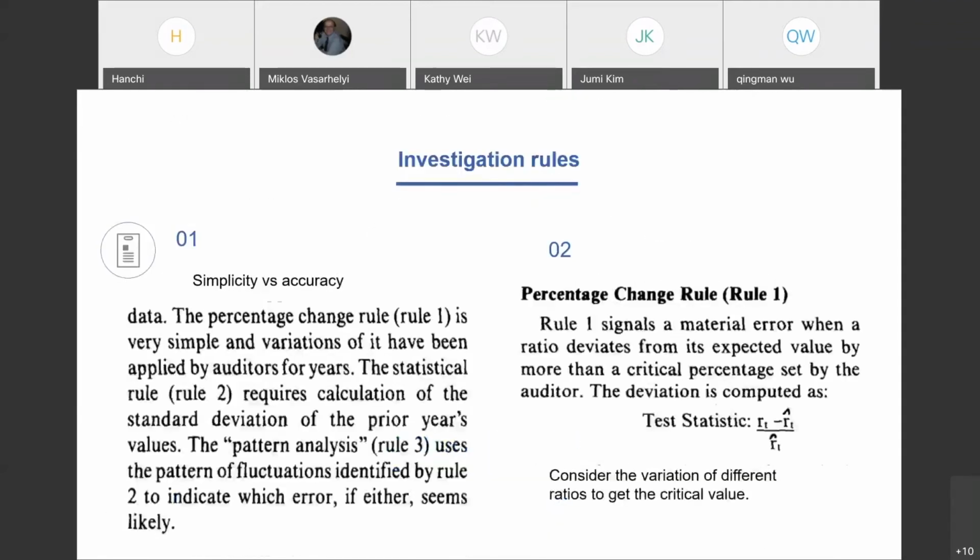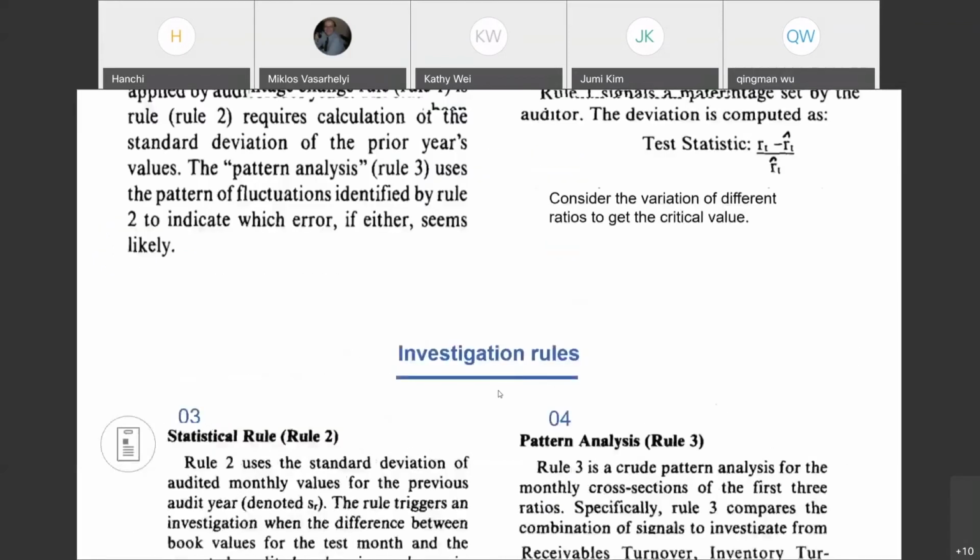Yes, sorry. Because you all remember that in different ratios, variation is different.